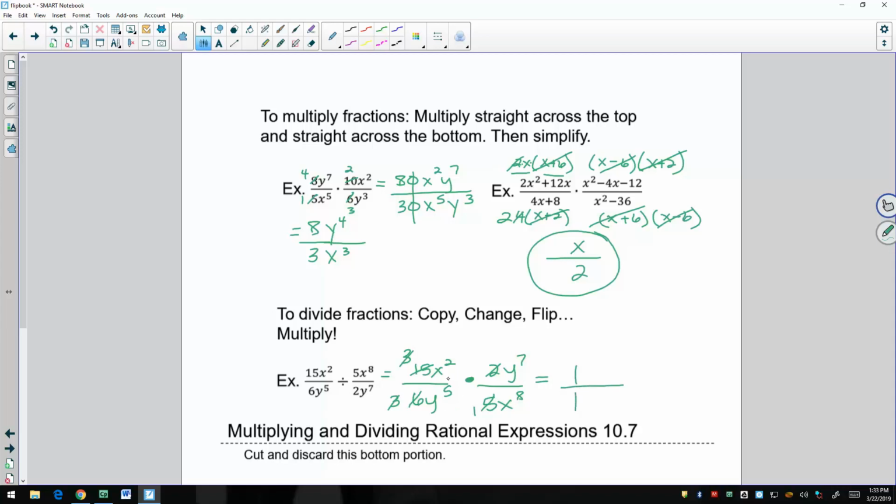You don't even need the ones. The x's, there are 2 x's on the top, 8 on the bottom. So that means there will be 6 left on the bottom. There are 7 y's on the top, 5 on the bottom. So that means there will be 2 left on the top. So that is your final answer. You don't need the ones. You can put them there if you would like, but you don't need them.